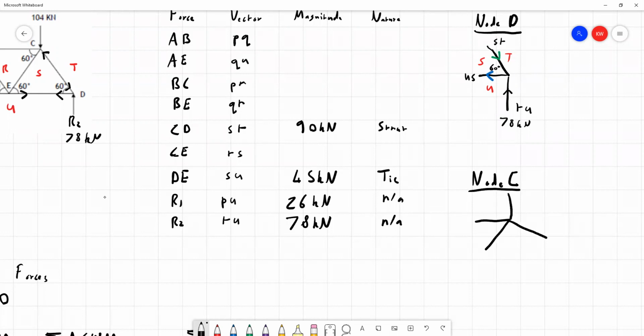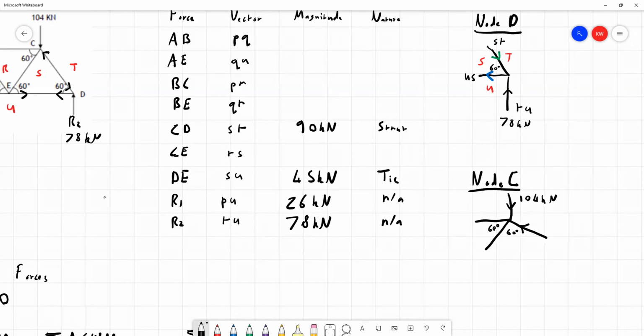I have an external force being applied. And we've been told already the external force is 104 kilonewtons. If we look at our diagram, we can see that these angles must be 60 degrees here. In fact, we're told this, and as a result of this being an equilateral triangle, this angle here is also 60 degrees.